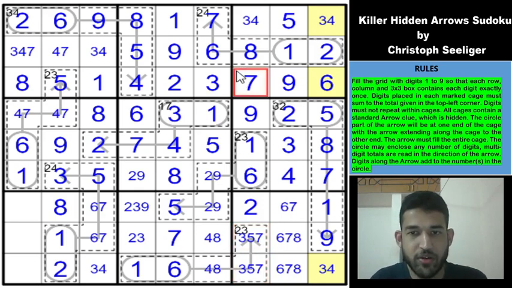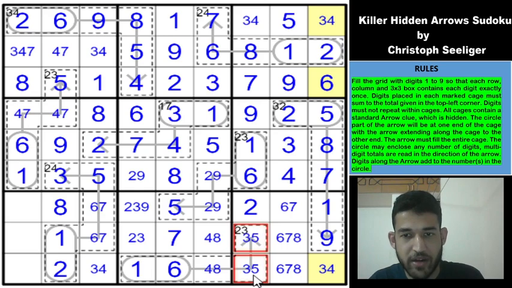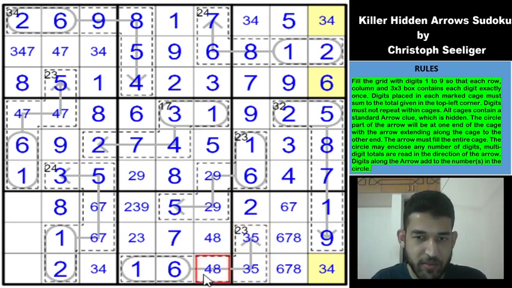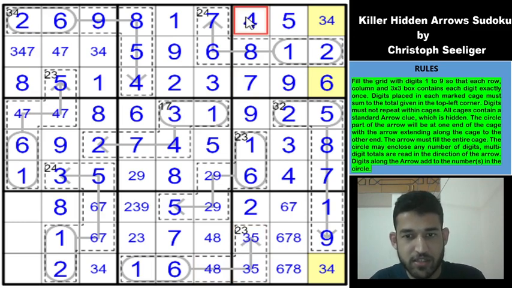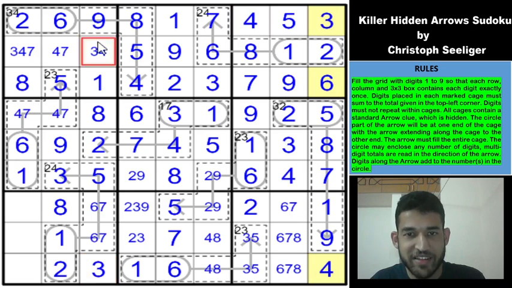Okay, 7 is not possible here, right? Which means 7 is eliminated. 5 plus 4 plus 7 or 5 plus 8 plus 3. So 7 is eliminated. So this would be 3, 5, which means that this is 4, this is 3, this is 4, this is 3, this is 4, this is 7, this is 3, 7, 4.